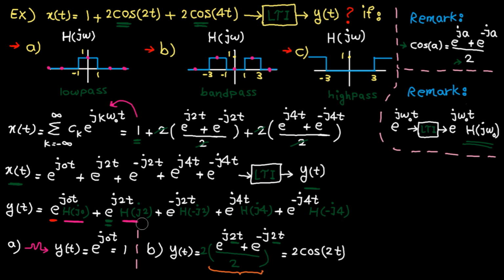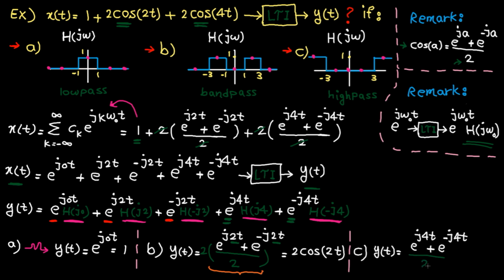Finally, let's consider this frequency response. Again, I'm going to clean these lines. In this case, h at 0 is 0, so the system rejects this signal. H at 2 and minus 2 is 0, so the system rejects both signals. H at 4 and minus 4 is 1, so the system lets this signal pass. Here's the output. Similar to the previous case, you can divide this by 2, multiply it by 2, and write the expression inside the parentheses as cosine 4t.